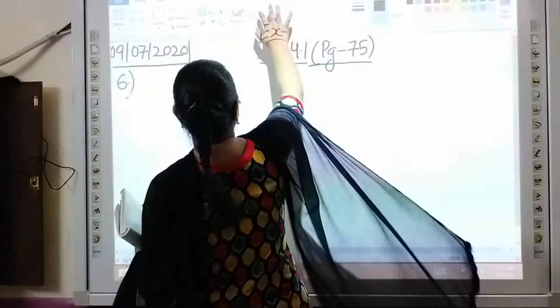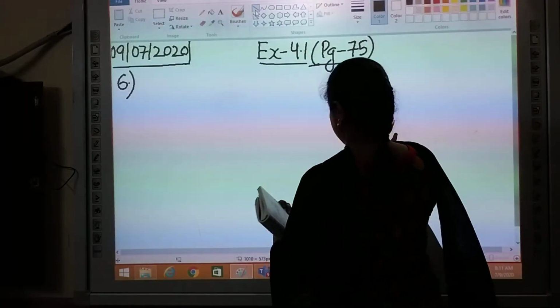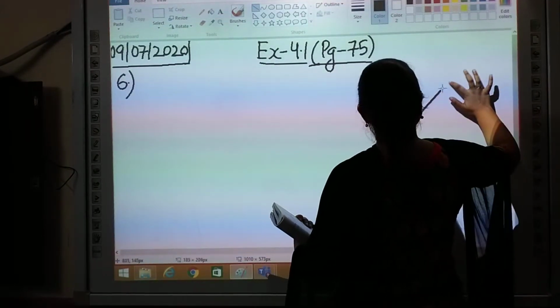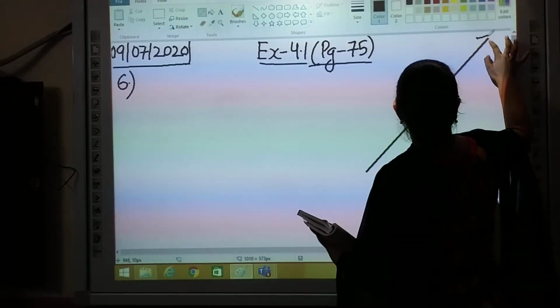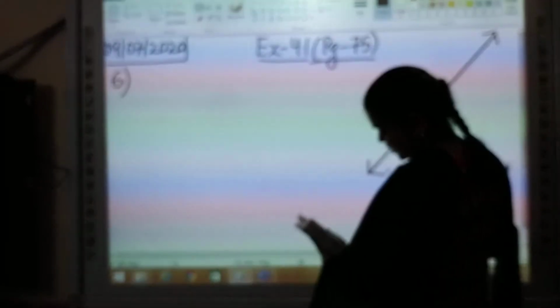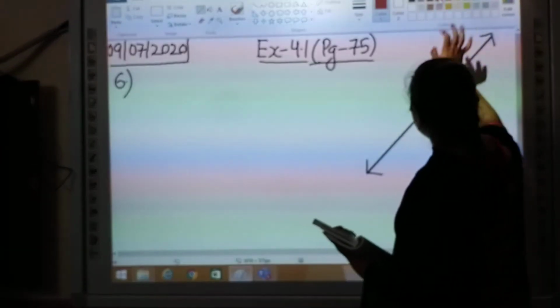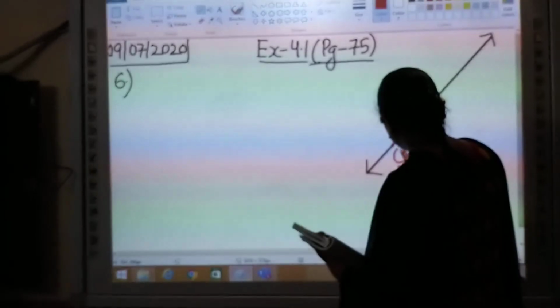Let us draw the figure first. So this is the line which is given to us in question number 6. There are a few points which are marked on the line. The first is point Q.